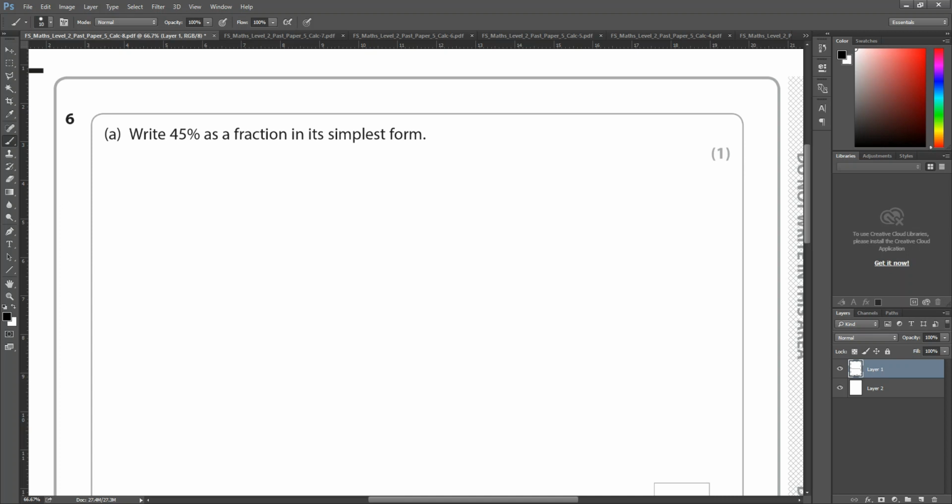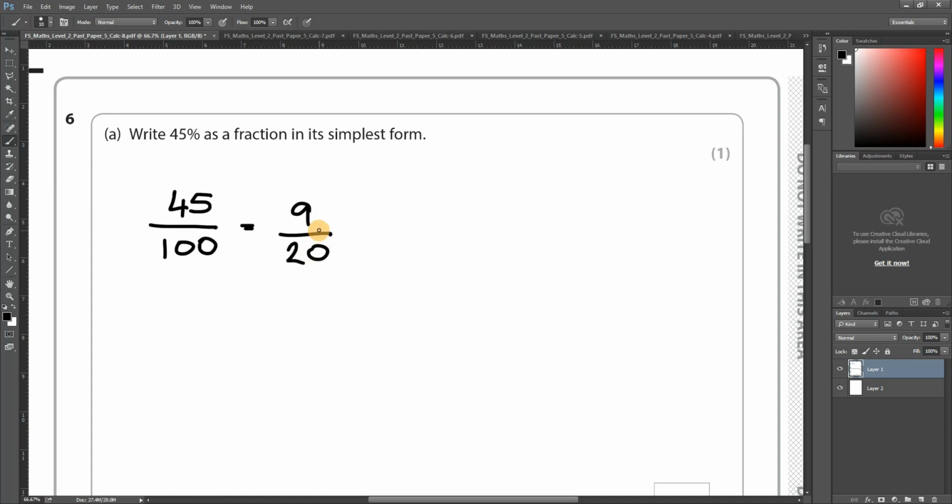Question 6a, write 45% as a fraction in its simplest form for 1 mark. So hopefully 45% as a fraction looks like that. And you could use your calculator if you wanted to. In fact, I'm going to do that. So let's put in your calculator 45 divided by 100. And if you've got those fancy scientific calculators, it does it for you. 9/20. When you press equals, it'll do it for you.